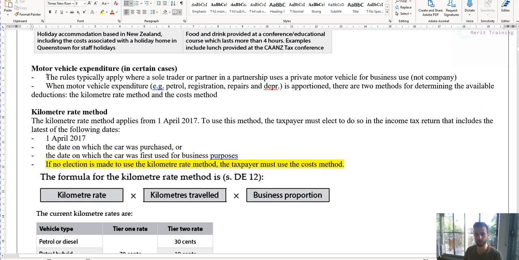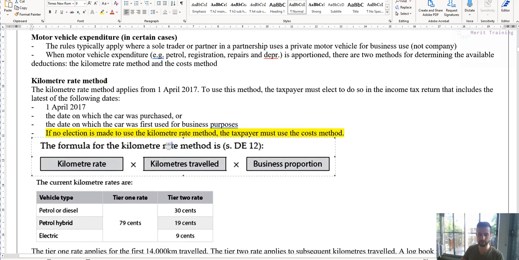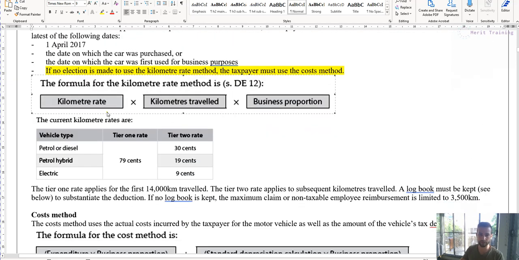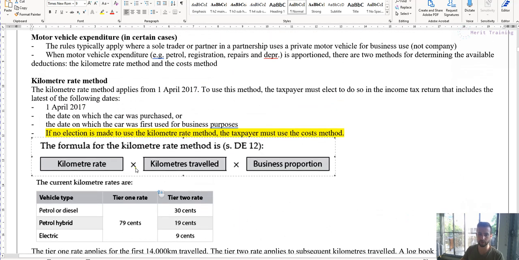So the first one is the kilometer rate method, and this basically uses this formula down here. But to be able to use this method, you need to actually elect to do so in your income tax return. That includes the latest of the following dates: April 2017, the date on which the car was purchased, the date on which the car was first used for business purposes. And if you don't make an election to do this, you need to do the cost method. So it is very important to actually make the election.